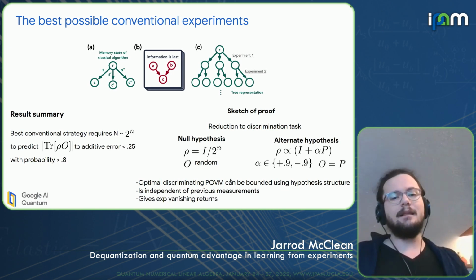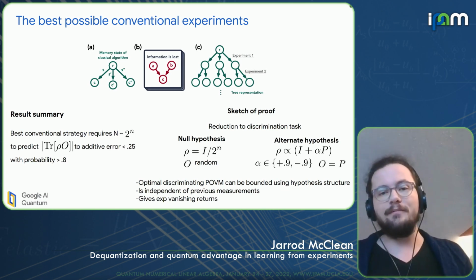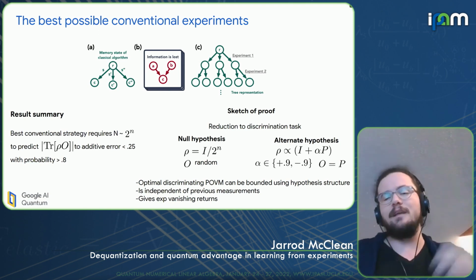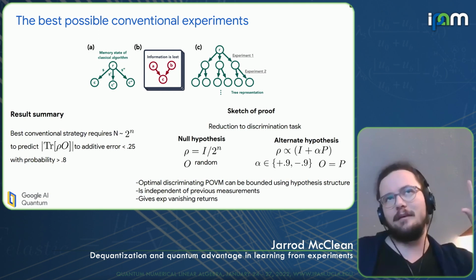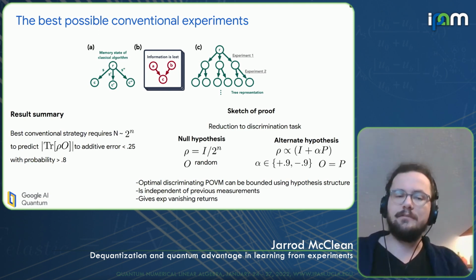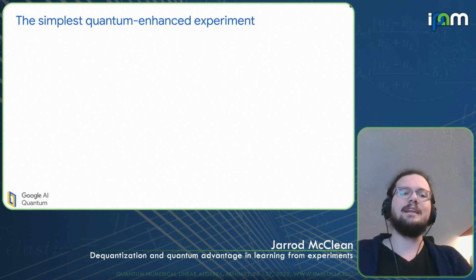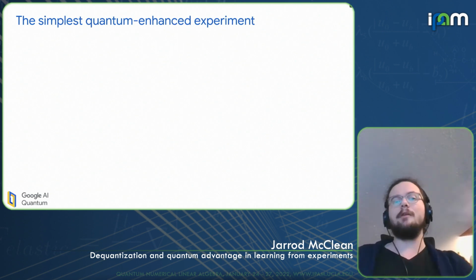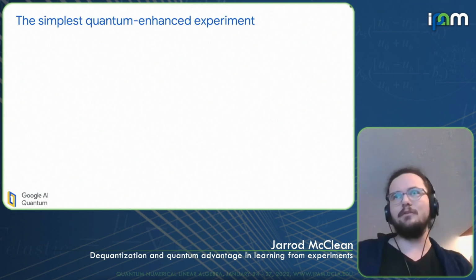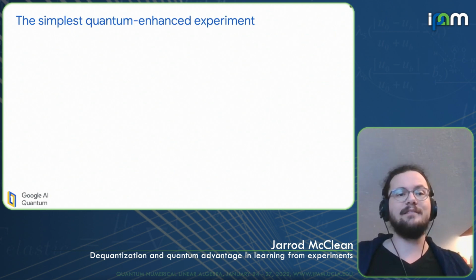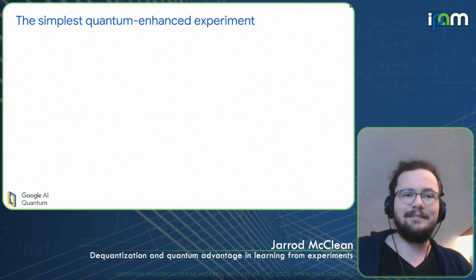And basically, given this particularly simple form of the state and all possible measurements, you can bound the differentiation that's done by any POVM, and it gives you exponentially vanishing returns. And then you can ask, okay, well, no conventional strategy, and that includes arbitrary long quantum circuits on single copies, can distinguish between these two without an exponential number of copies. But what about the quantum enhanced case?